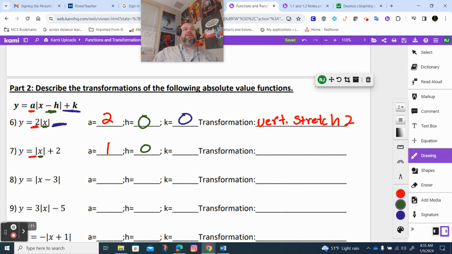All right, are you looking at the bars? Are you sure? All right. What's being added or subtracted back here? 2. All right. Now, we don't have a rule when A is 1, we leave it alone. H is 0, so we leave that alone. We just have a K of 2, so this is up 2.